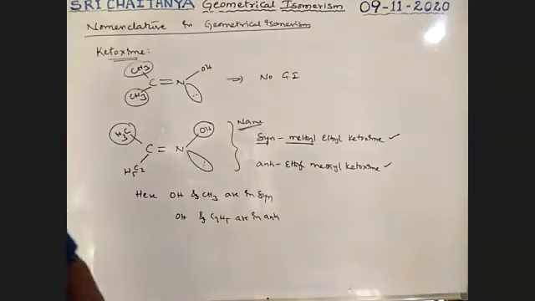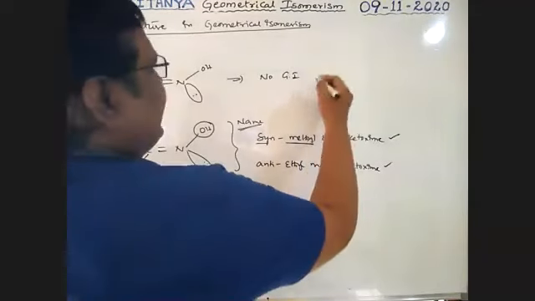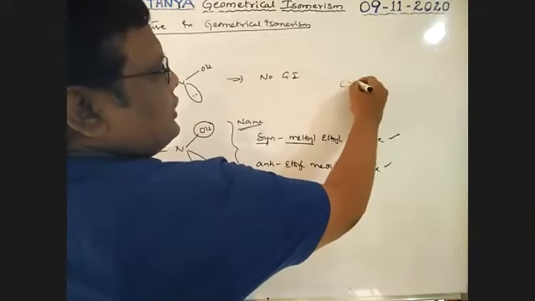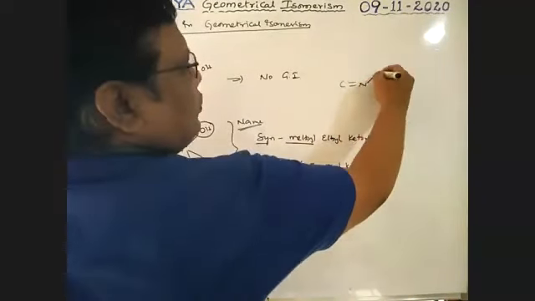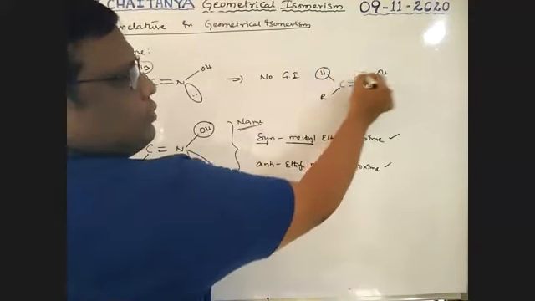So aldoxime, ketoxime. See here, C double bond N, OH, lone pair. It is H, it is an alkyl group. So that means it is H, OH.